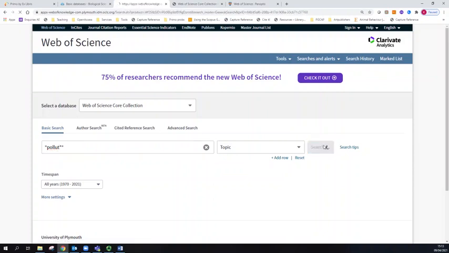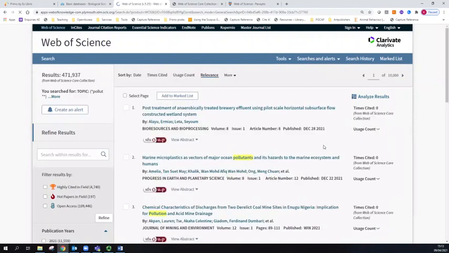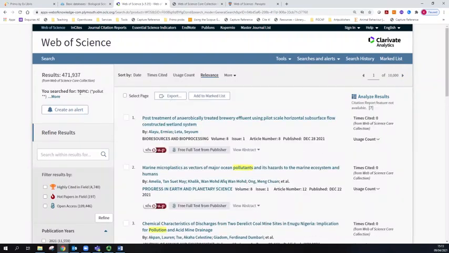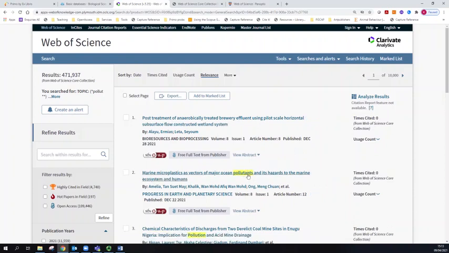If we do a search now, we can see that that's increased the number of results, and we can see words such as pollutants starting to be picked up.